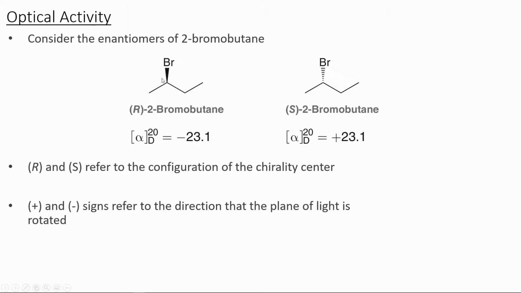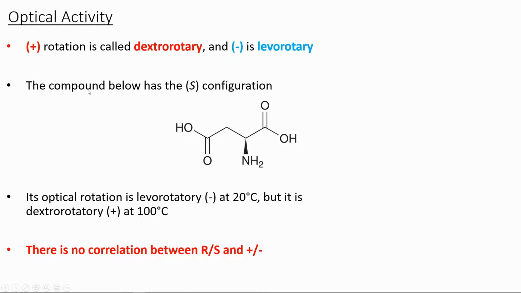The R and S configuration refer to the stereochemistry at the center. And we have another notation that we're going to look at, which is a positive or a negative, and that's going to refer to the direction in which the plane light is rotated. So positive would be dextrorotatory, and negative is levorotatory. And these are going to be completely unrelated to whether we have an R or S stereocenter. So there's no correlation at all between the stereocenter being R or S and if it's dextro or levo. That's the direction in which it will turn the light.